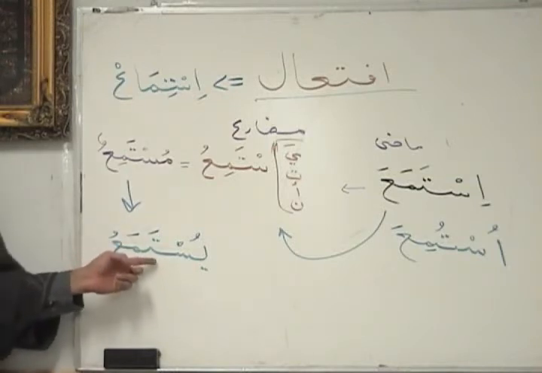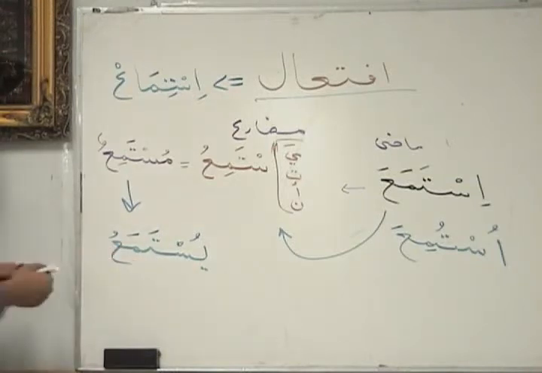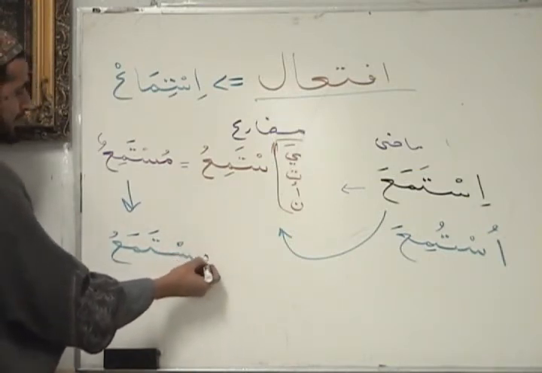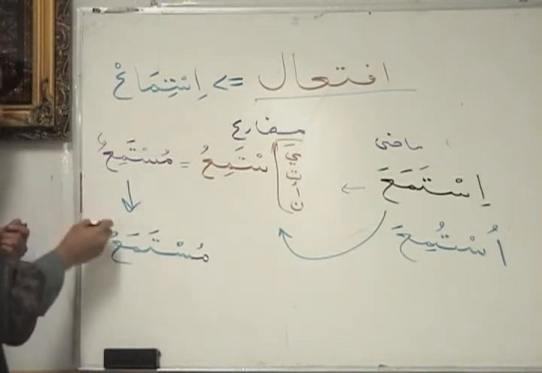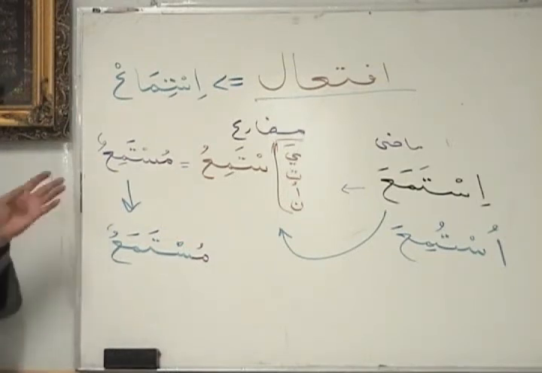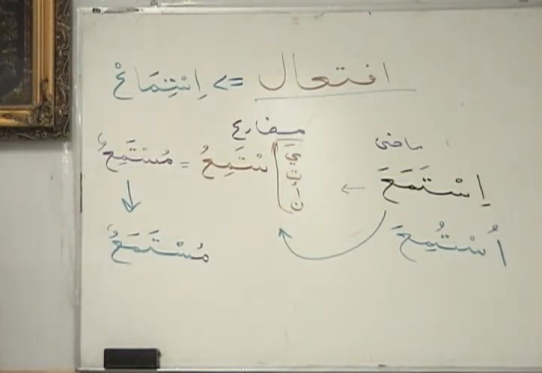Yustama'u, from this you can derive ism maf'ul. All you need to do is get rid of this first letter, add a mim with a dhamma. That's it. Make the last one tanween: mustama'un. Ism maf'ul is the name of the receiver of the action. Mustama'un is the person or the object that receives the action of istima', the one that is listened to. Okay?